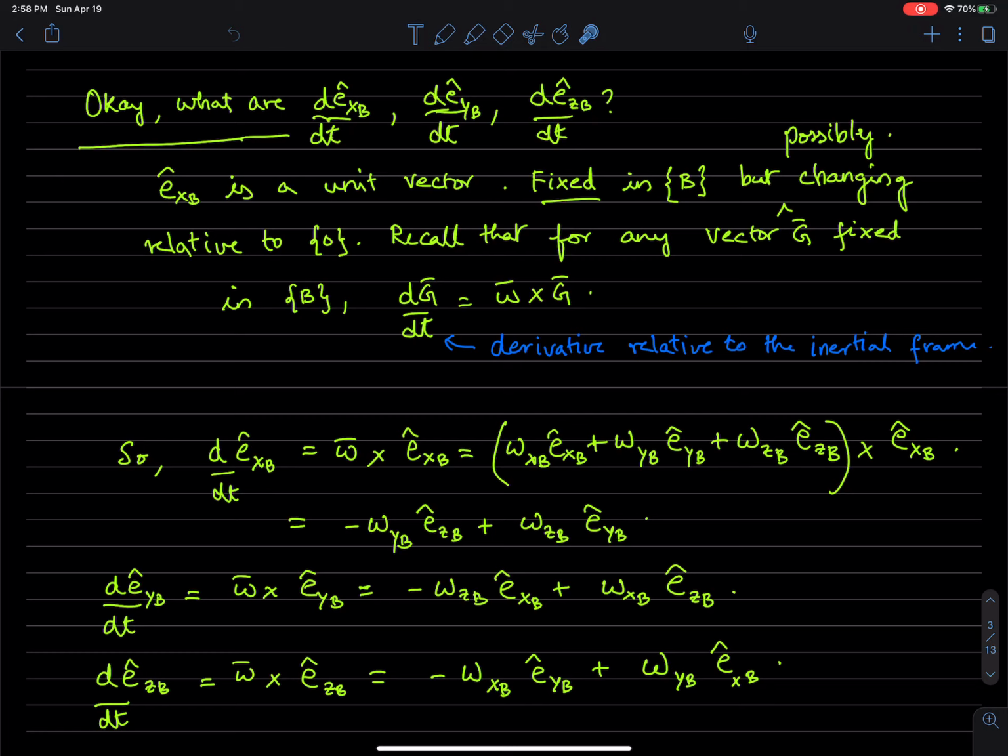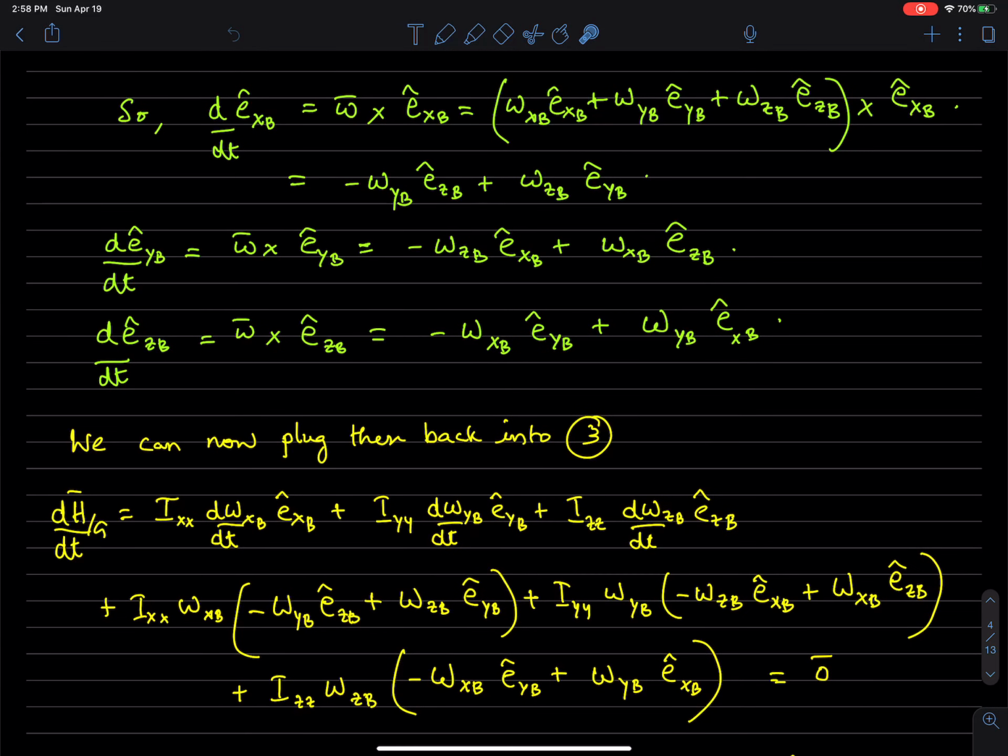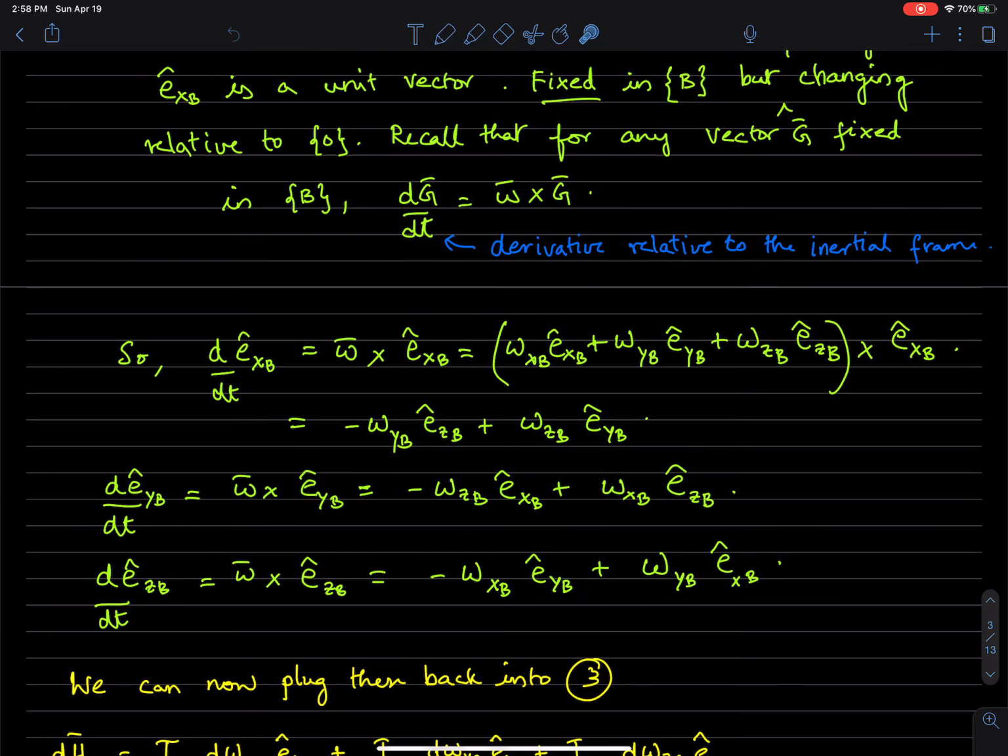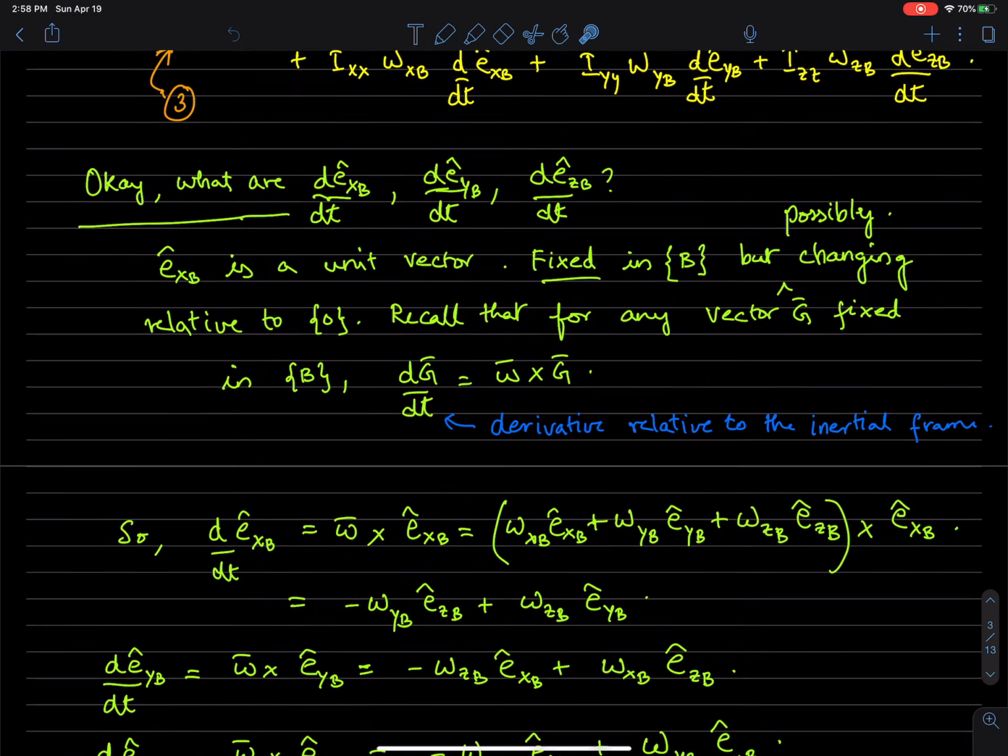So we can now use exb, eyb, ezb instead of g and derive expressions for d by dt of exb, d by dt of eyb, d by dt of ezb. So that's what we do here. D by dt of exb is omega cross exb. This is omega, this is exb. Take the cross product, pretty straightforward, and we get this. Do the same for eyb and ezb. We now have the rate of change of these three unit vectors.